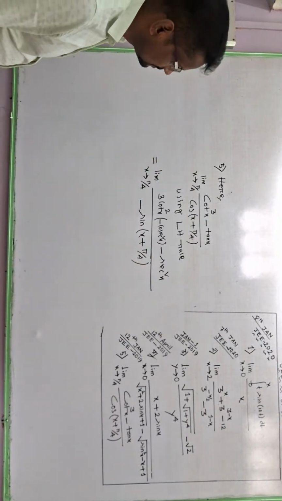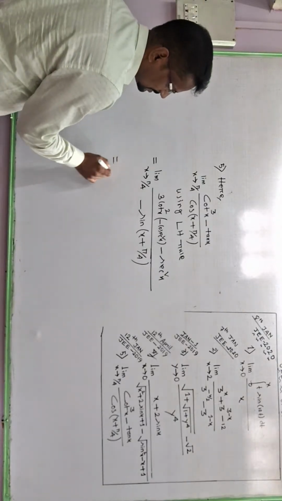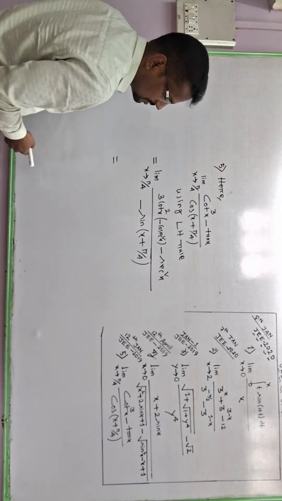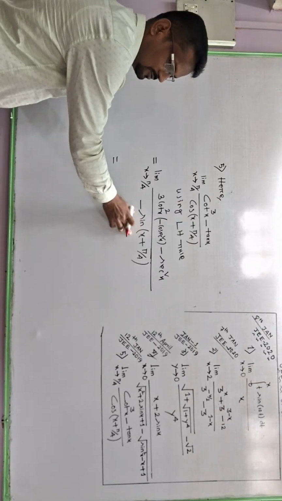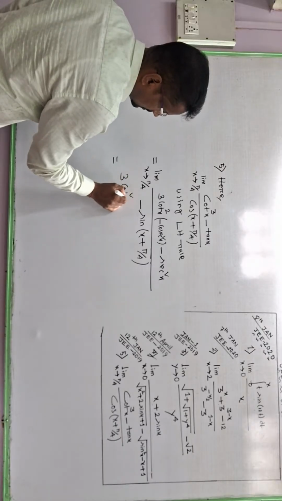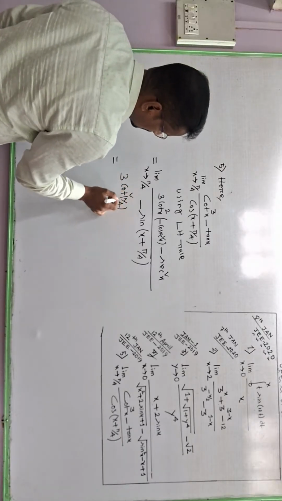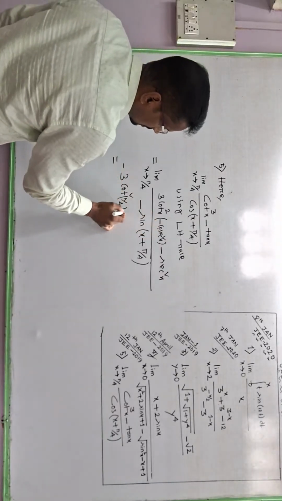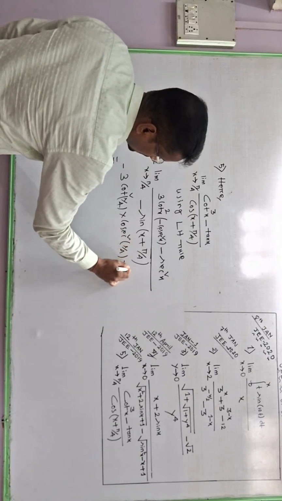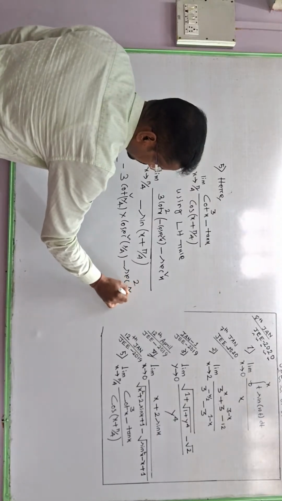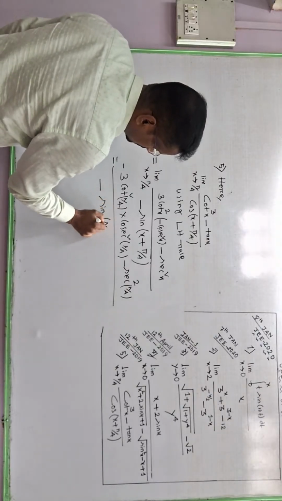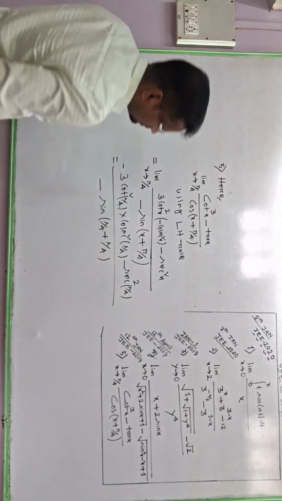Now take the limit. Here 0 is not coming, right? The denominator is not 0. So here we have 3 cot square pi by 4 minus 2 into cosec square pi by 4 minus sec square pi by 4, whole thing divided by minus sin of pi by 4 plus pi by 4.